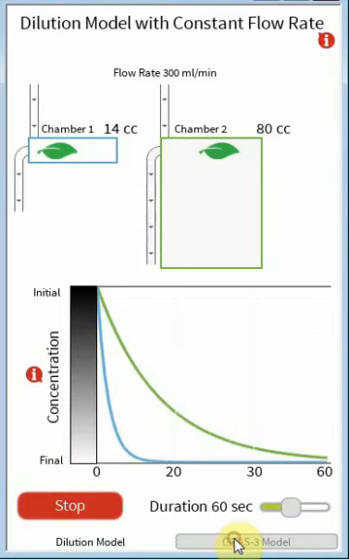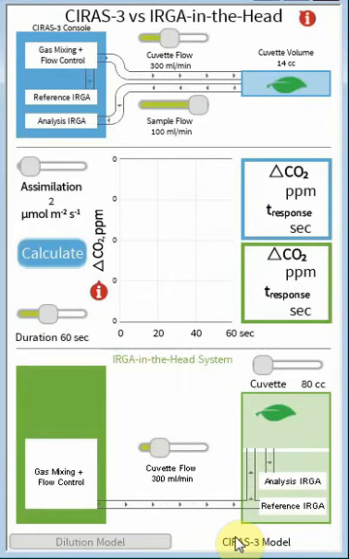Now, if we go to the Cyrus 3 model, this is the model of two different approaches to designing a gas exchange system. In the Cyrus 3 model, we have a very small cuvette chamber, 14 cc's, and we have the ergas back in the console where they can be maintained at a constant temperature, which keeps the cuvette head small and light. We pump the gas up to the chamber and back to the console.